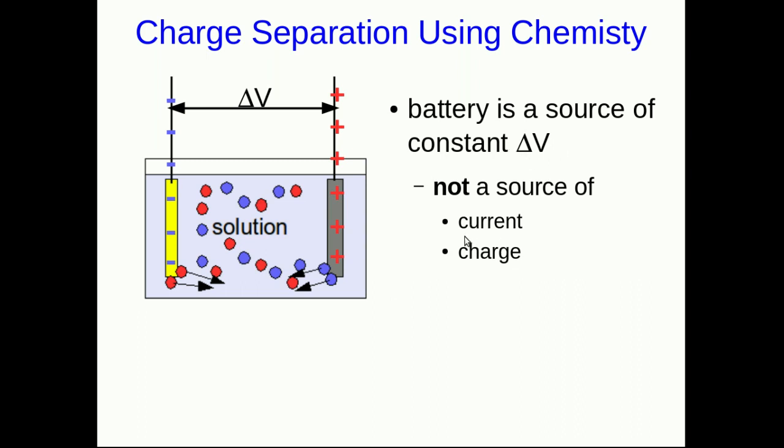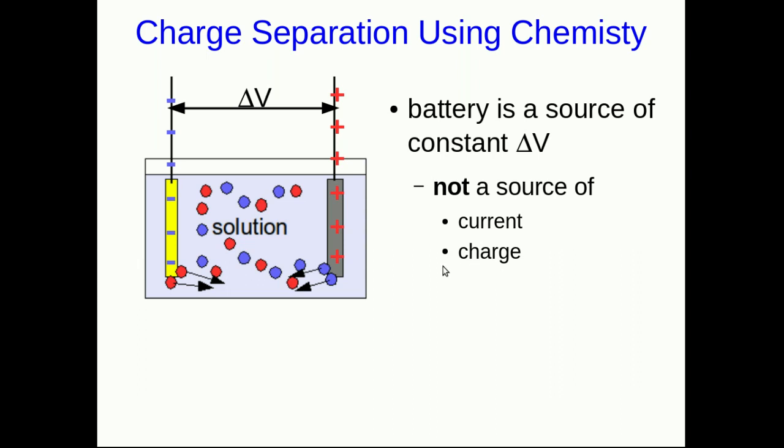There are many situations where you can hook a battery up to some device and no current flows, but the battery is producing its fixed potential difference. And similarly, we haven't made any charge here. We've just separated charge. So a battery is also not a source of charge.